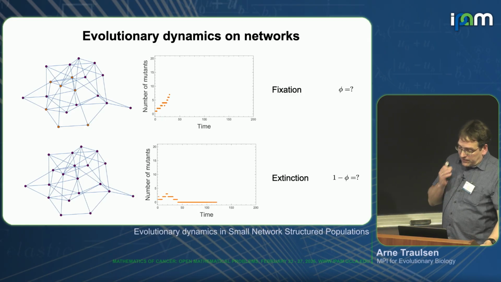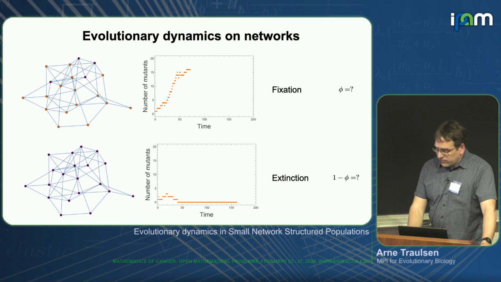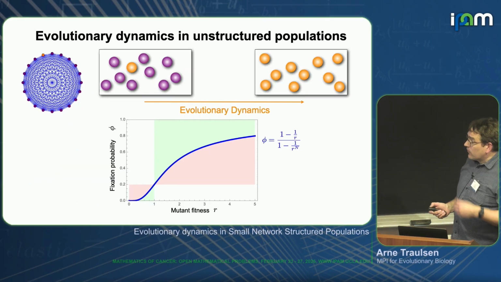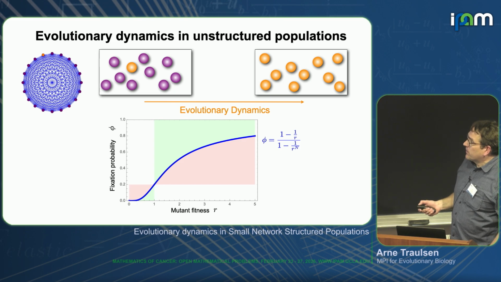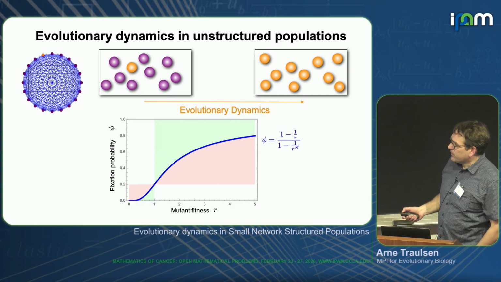And then you want to calculate this extinction probability. And that's per se a difficult task. You can do this under certain approximations for certain networks, but in general, that's not easy. So again, this is an unstructured population, the complete graph, and then you calculate this probability as fixation probability. So you plot the fixation probability as a function of mutant fitness.